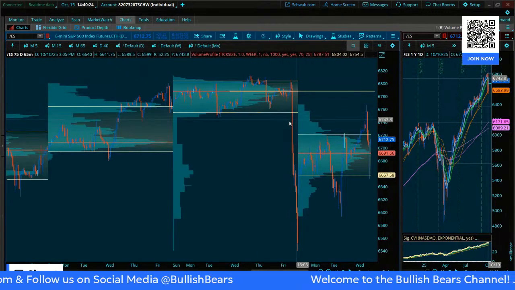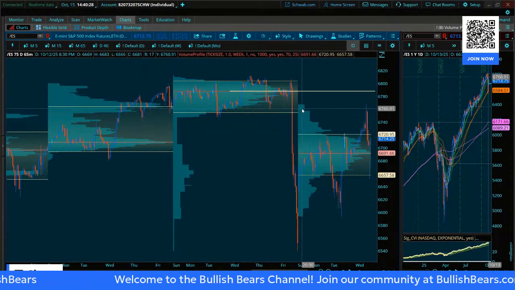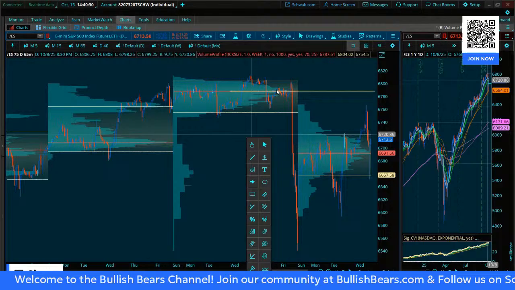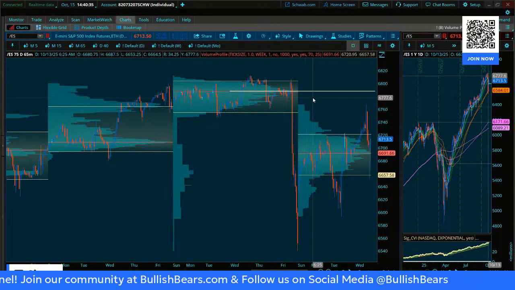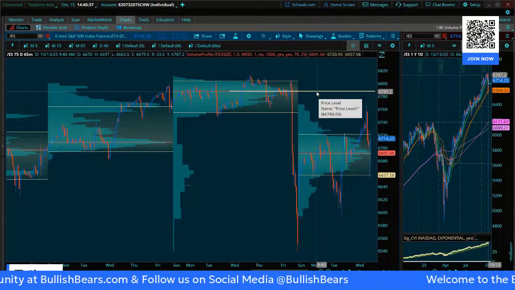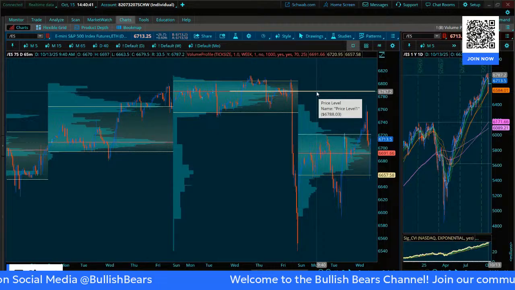TradingView's got a couple of those. And that's really nice because then you're not drawing it, it's just doing it for you. And this one is a VPOC. It's a virgin point of control because it has not been touched yet.